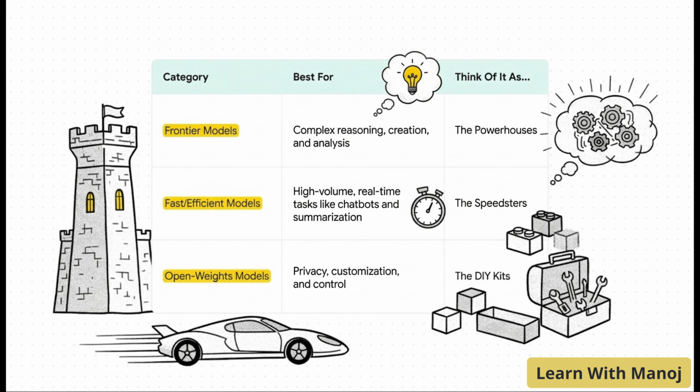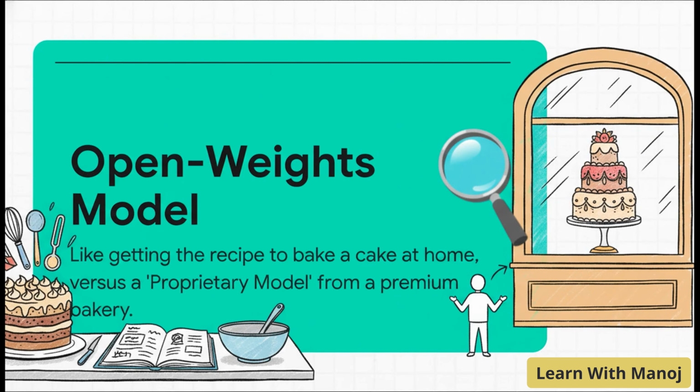Then we have the fast, efficient models. Think of these guys as the speedsters of the AI world. They're designed for high-volume, real-time jobs where every single penny and every millisecond really matters. And finally, you've got the open weights models, which are basically the DIY kits for builders who need total control and privacy. Let's just dig into that open weights idea for a second, because it's super important.